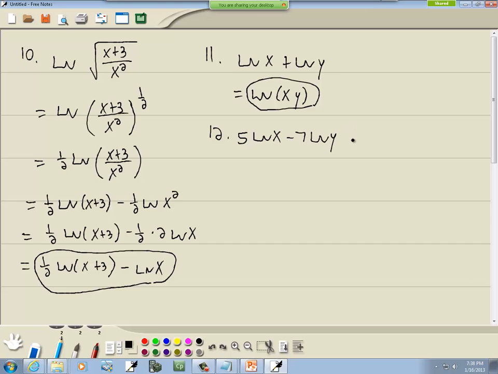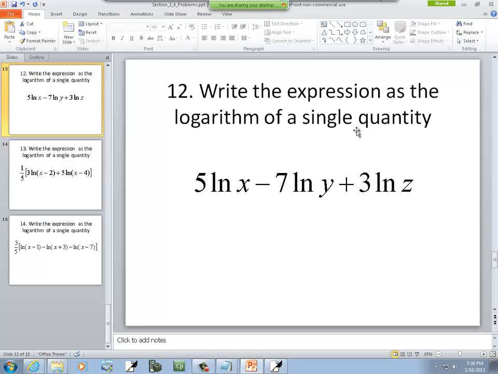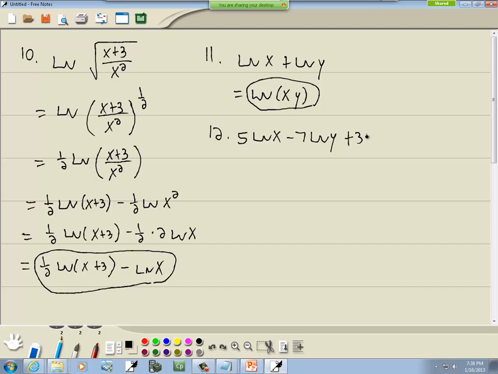Here we got 5 natural log of x minus 7 natural log of y plus 3 natural log of z. Now, my properties are on the previous page, but my first two, the addition, subtraction, the only time you can use those is when you don't have a number in front of your log. It has to just be the log of something. So first thing I'm going to do here is take these numbers that are in front of my logs and put them as my power.